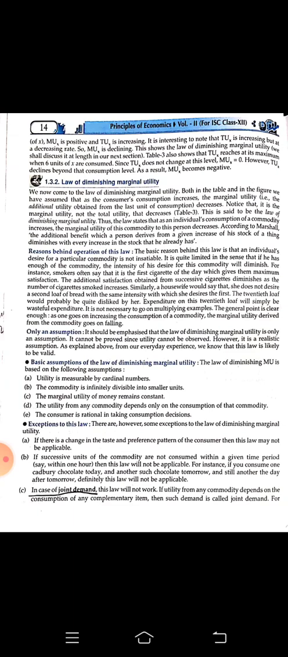So if we try to analyze it more, there are some exceptions also. In case of joint demand, I have explained in the previous video what joint demand means. Joint demand means whenever you are buying something, another commodity comes into demand. For example, a motorbike. If you buy a motorbike, petrol will automatically come under the demand. So they are saying in joint demand, this law of diminishing marginal utility doesn't work. And there are a few more exceptions like that.